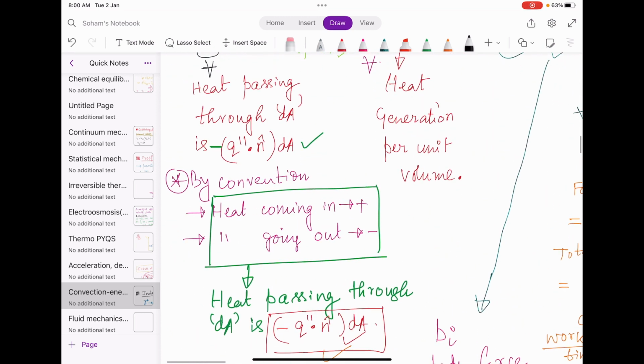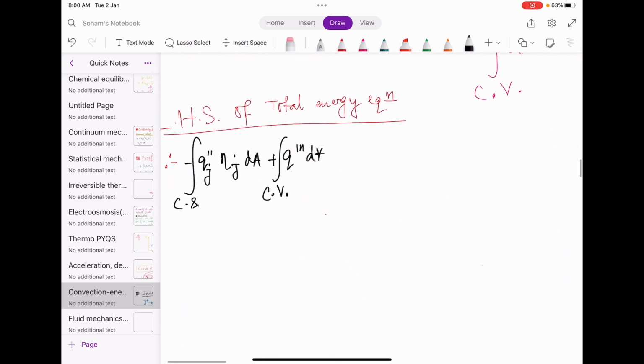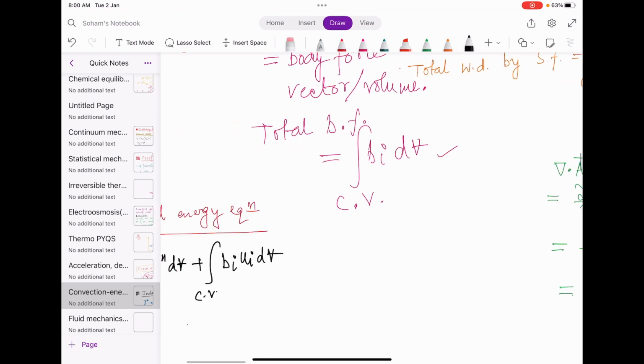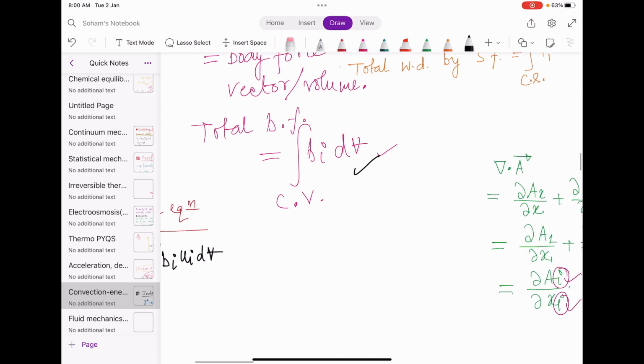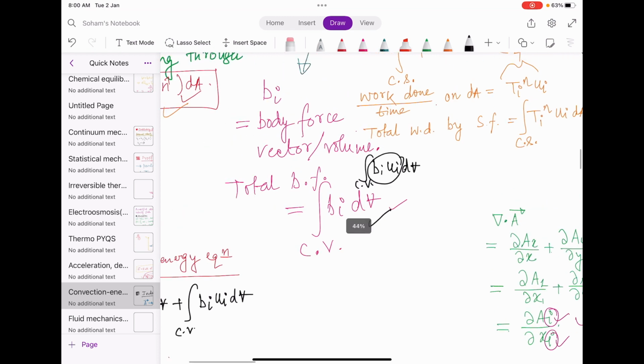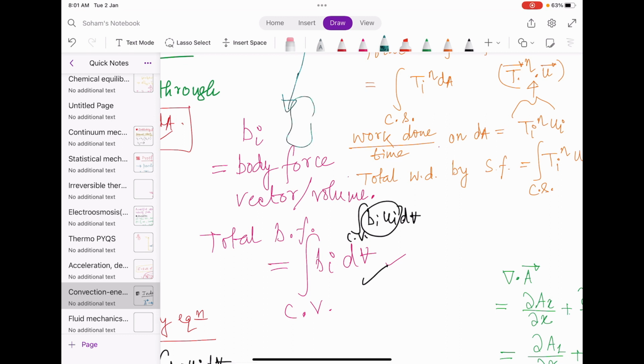Now comes the work done rates, right? So first is the body force. Okay, so body force work done will be in the similar manner, Bi eta i dV. Okay, so mind it, this was the total body force. Similarly, the total work done by the body force is Bi Ui dV, integral over CV, because Bi Ui is the work done on that particular volume element. That is, if you consider this kind of a body, and let us say that this is a dV. Okay, so for this dV, the work done by the body force is Bi Ui.